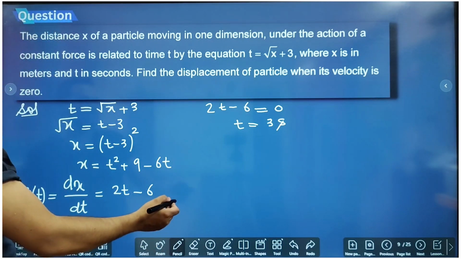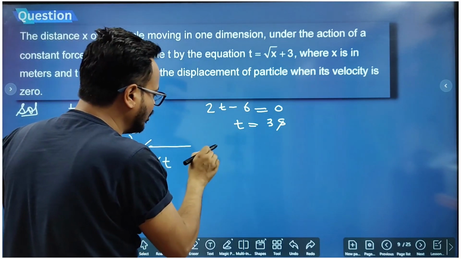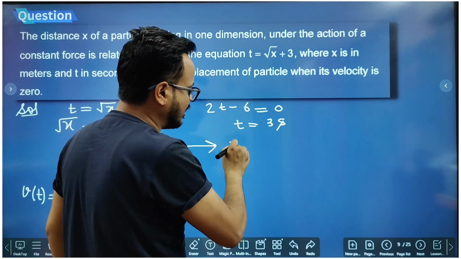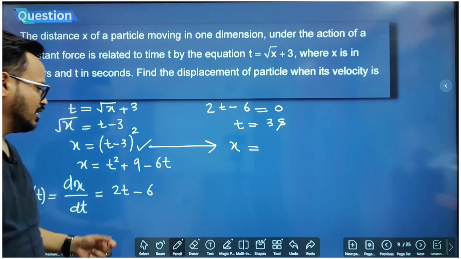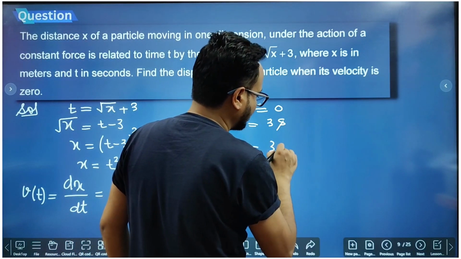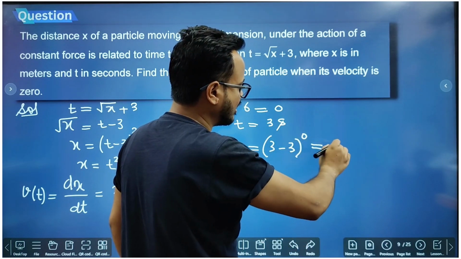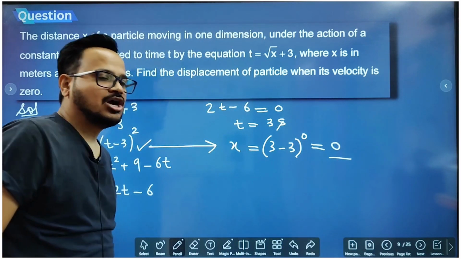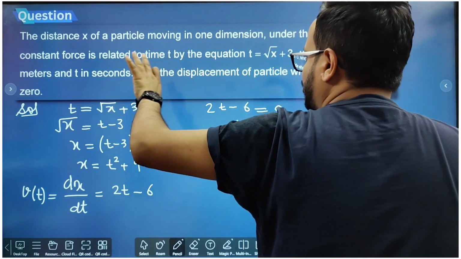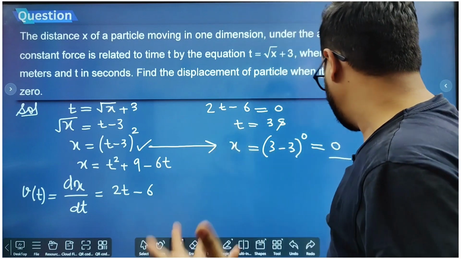So what is the displacement at that time? Where is the displacement function? This is the displacement function. Now put t equal to 3 in this function and we are going to get x as 0, right? t minus 3, so if we put t as 3, then 3 minus 3 whole raised to power 0. So the answer is nothing but 0. So the displacement of the particle is 0 when the velocity is 0.